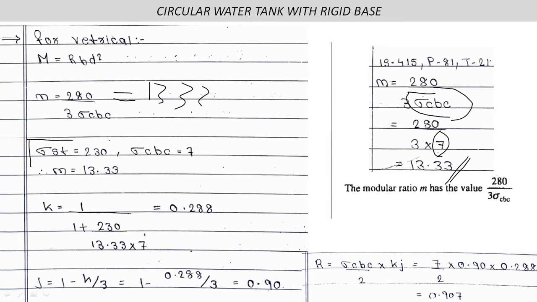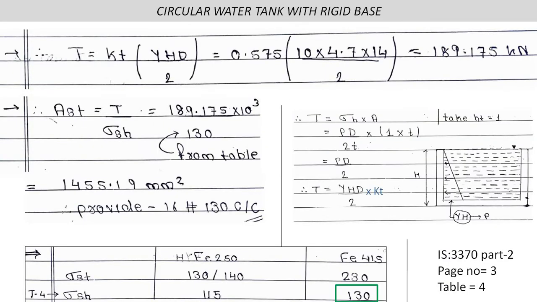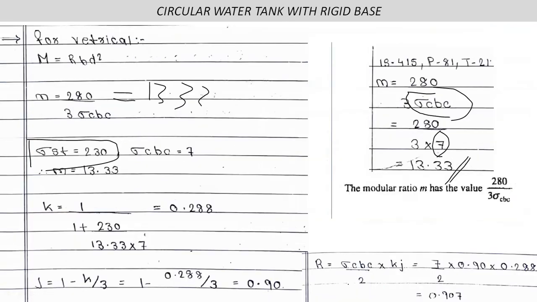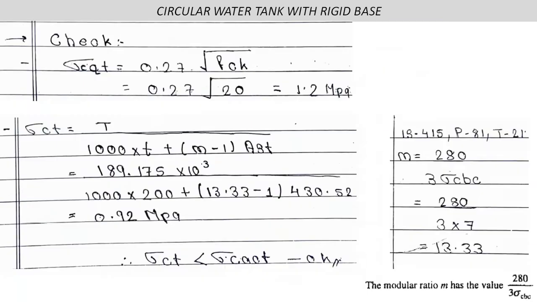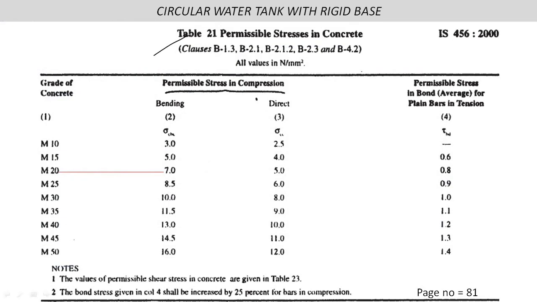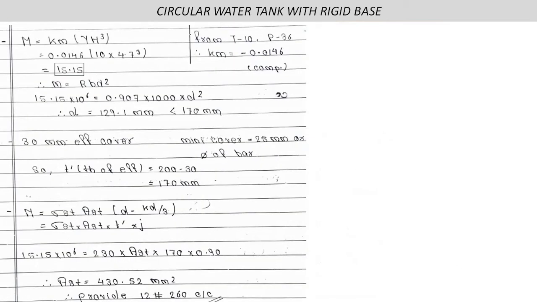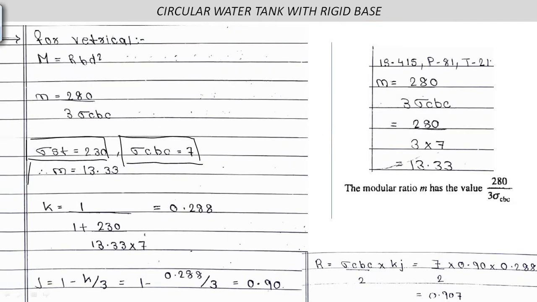For sigma ST, as per the IS 3370 part 2, we will use 230 for Fe 415. So we have used the value of sigma ST as 230, and the value of sigma CBC we have taken from page number 81 of the IS 456. And we have also calculated the value of small m as 13.33.